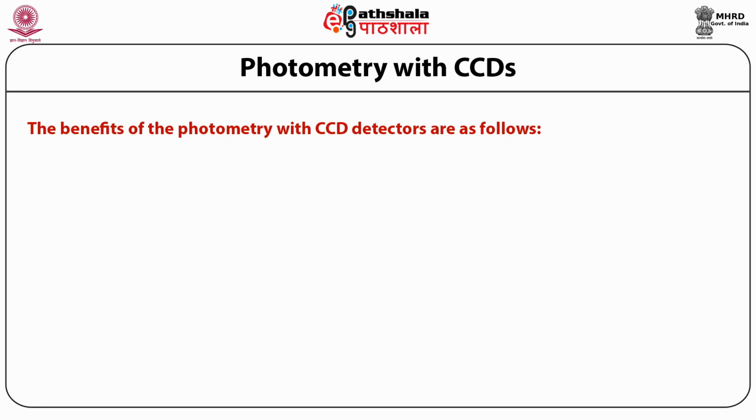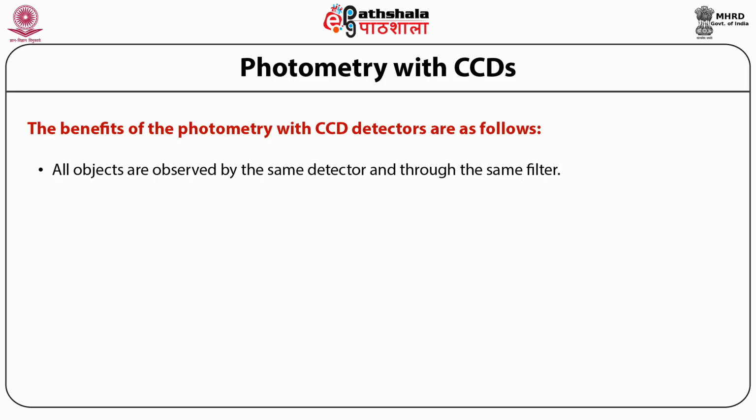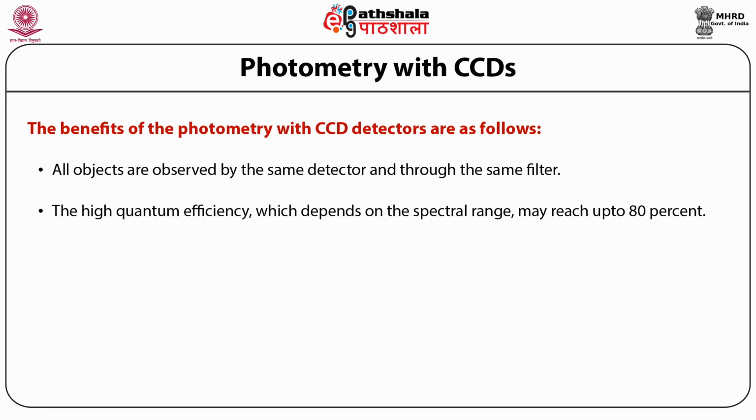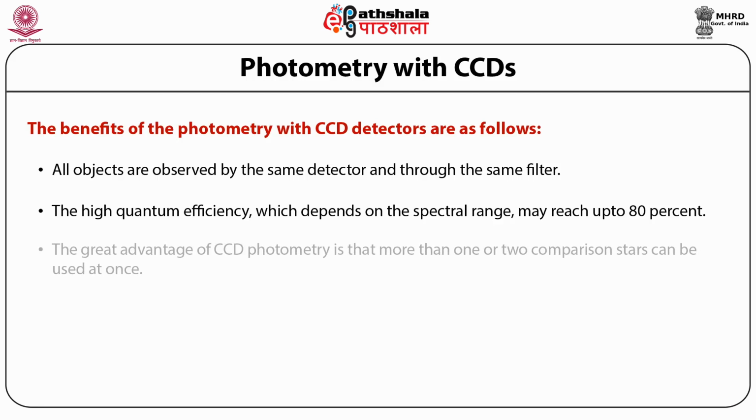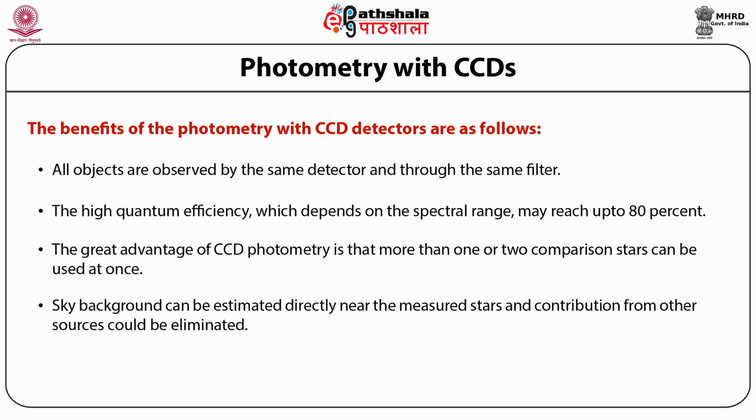A few of them are: all objects are observed by the same detector and through the same filter. The high quantum efficiency, which depends on the spectral range, may reach up to 80%. The great advantage of CCD photometry is that more than one or two comparison stars can be used at a time. Sky background can be estimated directly near the major stars, and contribution from other sources could be eliminated.